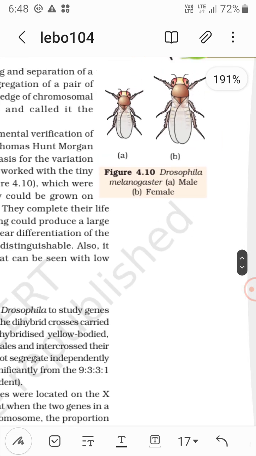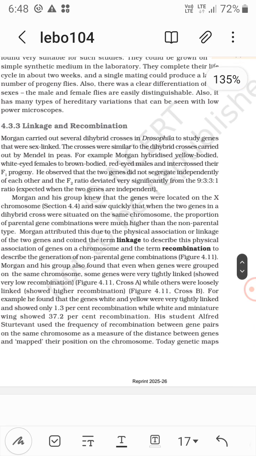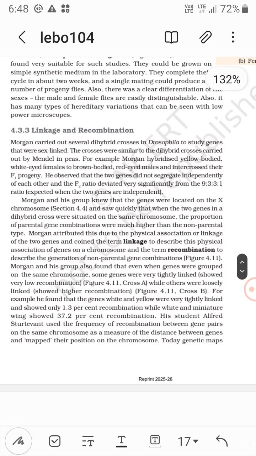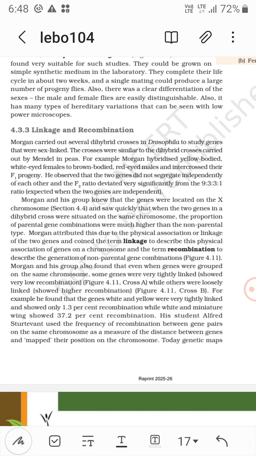So this is Drosophila melanogaster. The male is smaller and the female is larger. Okay. Now linkage and recombination. Morgan carried out several hybrid crosses in Drosophila to study genes that were sex-linked. The crosses were similar to the hybrid crosses carried out by Mendel in peas. For example, Morgan hybridized yellow-bodied, white-eyed females to brown-bodied, red-eyed males and intercrossed their F1 progeny.